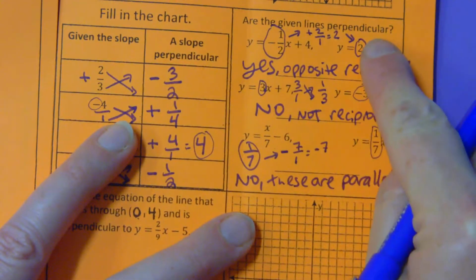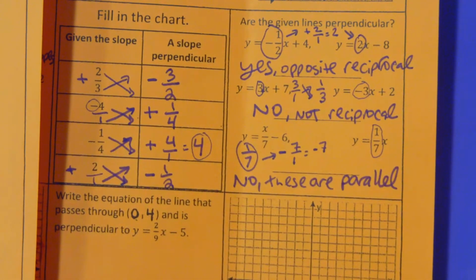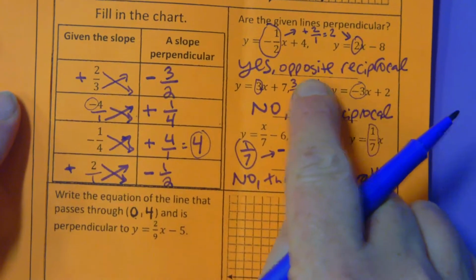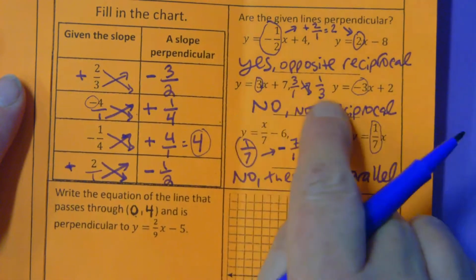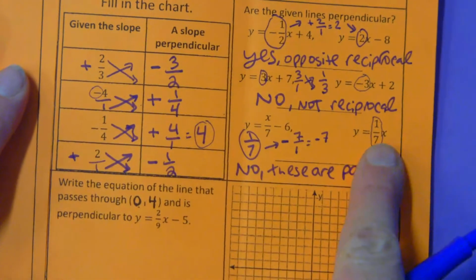So now we've had some practice looking at if they're perpendicular or parallel, and why. So this one again was yes because it's opposite reciprocal, no because it's not the reciprocal even though it's opposite signs, and these are actually parallel.